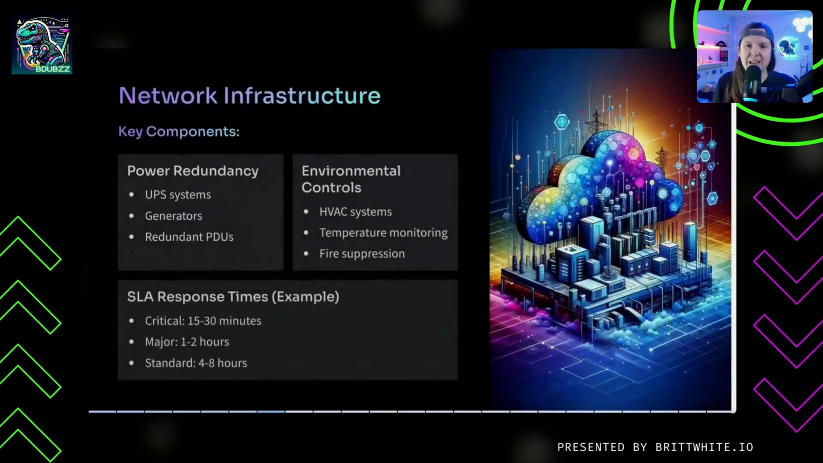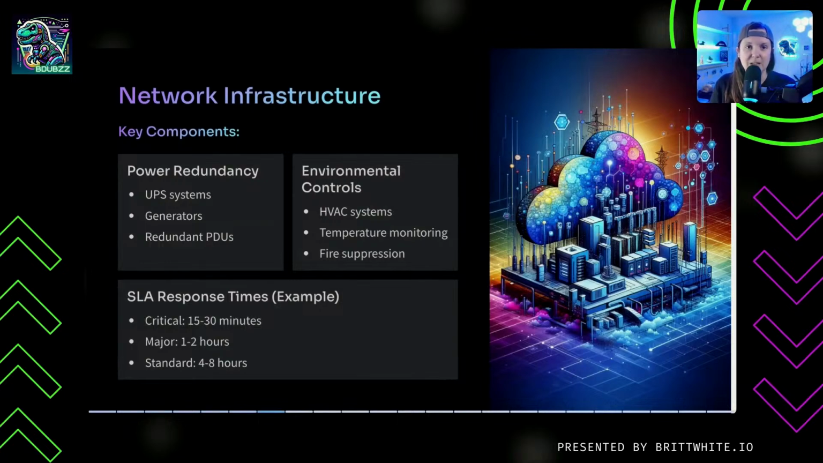For a fortress to function, it has to have reliable infrastructure. Let's look at the key components that keep our networks running smoothly and securely. We're talking about keeping our network infrastructure running reliably. At the heart of this is power redundancy. We need multiple layers of protection, starting with uninterruptible power supply, or UPS systems that kick in immediately if power fails, backed up by generators for longer outages. We also deploy redundant power distribution units, or PDUs, and ensure all of our critical equipment has dual power supplies.